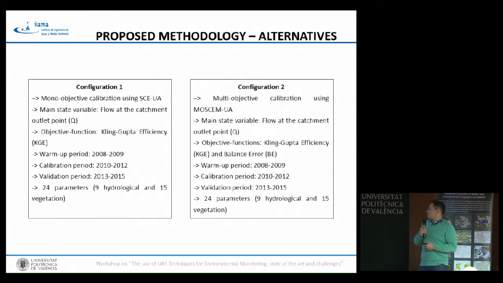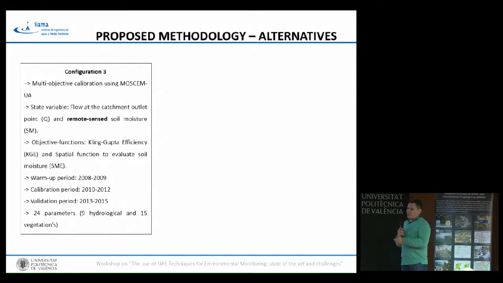In configuration 2, we select the MOSEM-UA algorithm. The main state variable is also the flow at the catchment outlet point, but we evaluate 2 objective functions. The first one is the same as the first configuration, and the second one is the balance error. The periods and the parameters are the same in the 3 configurations. Here, as I said recently, the parameters and the periods are the same.